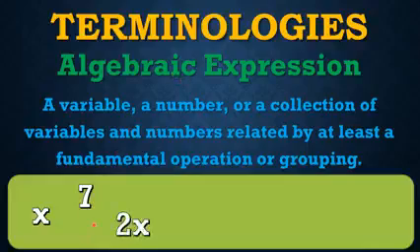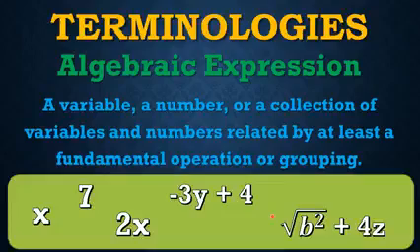or a combination of 2. Okay? We have 2x. Okay, so pwede din tayong gumamit ng fundamental operation, addition. So negative 3y plus 4 is also an example of algebraic expression. And we have also the square root of b squared plus 4z. Okay, so this is also an example of algebraic expression. Again, pwedeng gumamit tayo ng letters lang, ng numbers, or combinations of 2, or pwedeng tayong gumamit ng the fundamental operations or groupings. Okay, so these are examples of your algebraic expression.